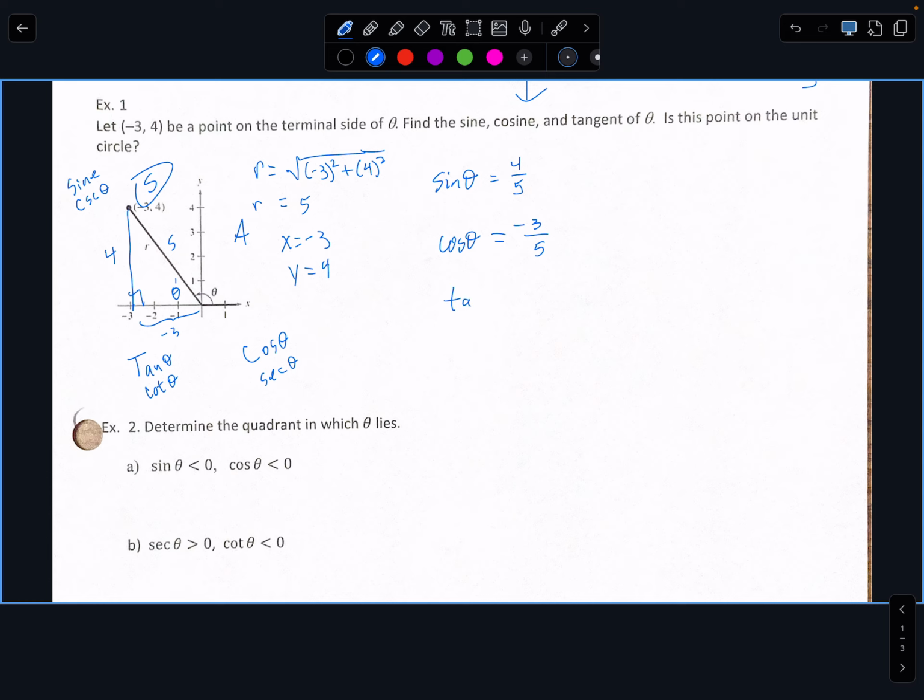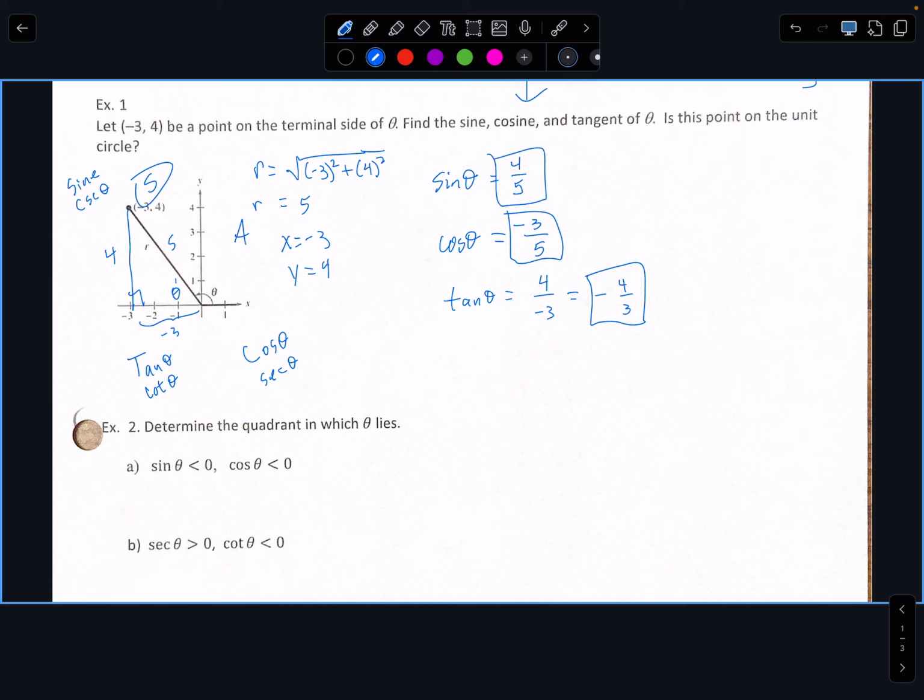And the tangent of theta is y over x. And so it is going to be 4 over a negative 3. But we don't leave the negative in the denominator. Put it out in front of the fraction and make sure that it's not mixed up with the equal sign and that it's clear there.